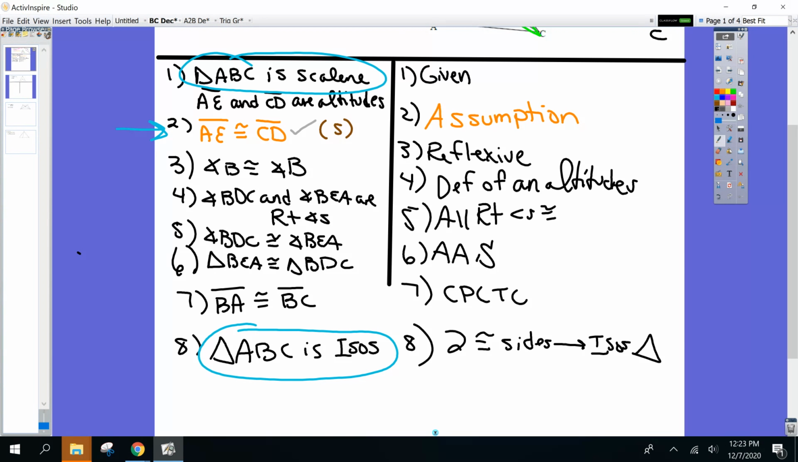The assumption is not true. It is false. So you know that the opposite, AE not congruent to CD. Assumption led to a contradiction.